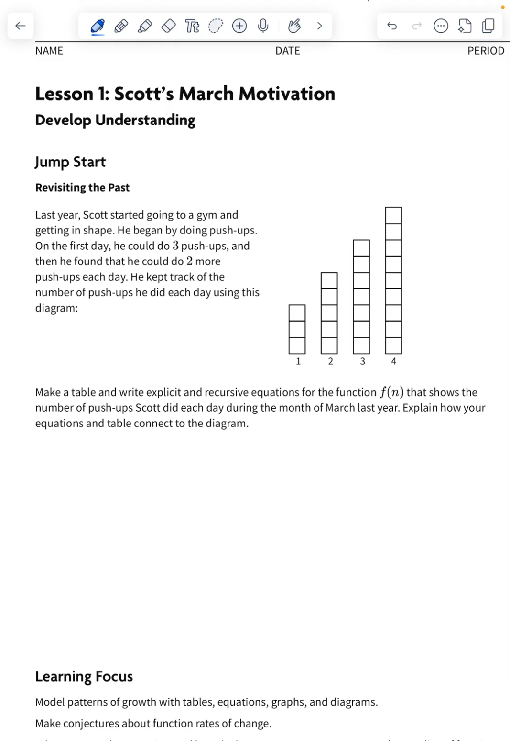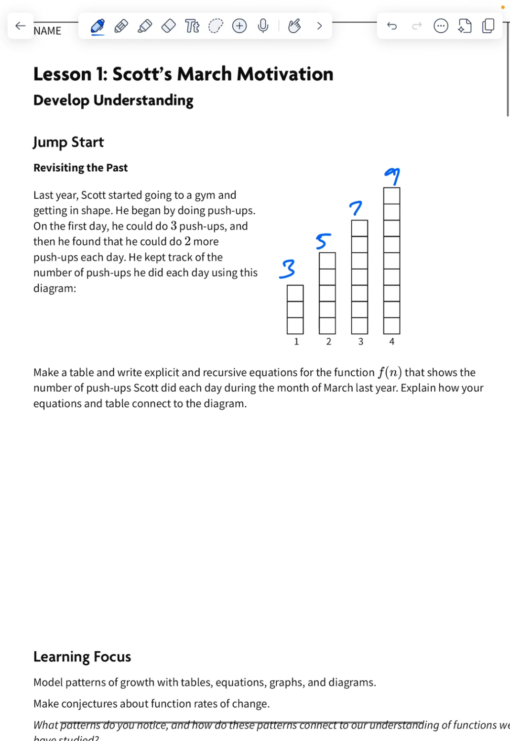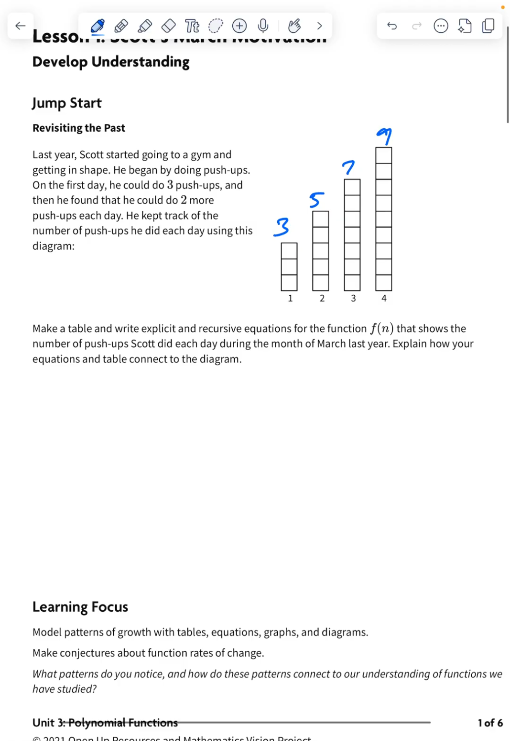You did a lesson in past years that dealt with Scott and his push-ups. It says, Scott's going to a gym to get in shape. He began by doing push-ups. On the first day, he could do 3, and then he found he could do 2 more push-ups each day. He kept track of the number of push-ups using this diagram. So you can see he did 3, then 5, then 7, then 9 on each day. And so it says make a table and write an explicit and recursive equation for f of n.